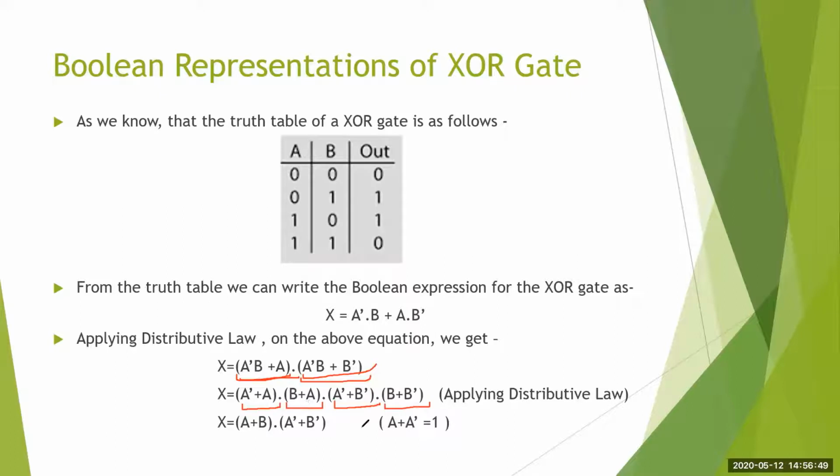Now we know that A plus A complement equals 1. So similarly, B plus B complement equals 1. So we can say that X equals (A plus B) dot (A complement plus B complement). Now we can use this Boolean expression to represent it in the form of NOR gates.